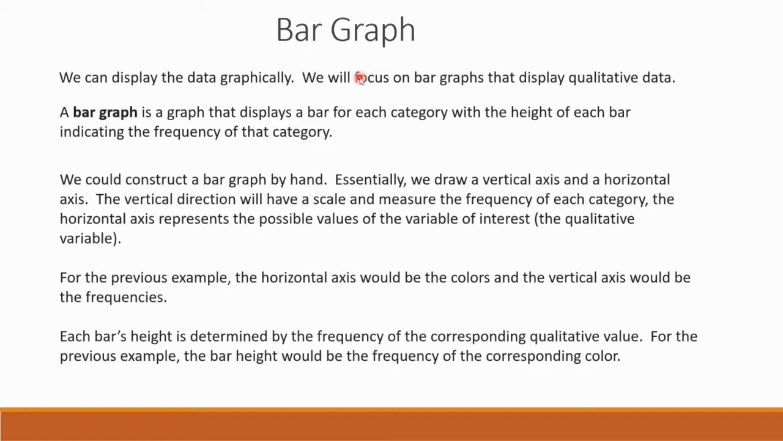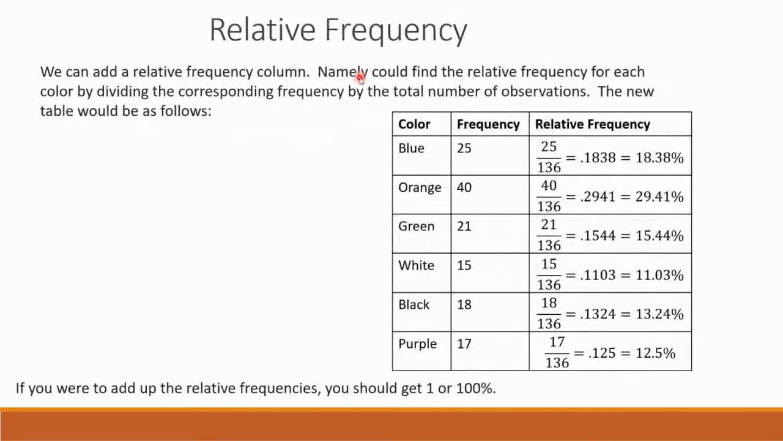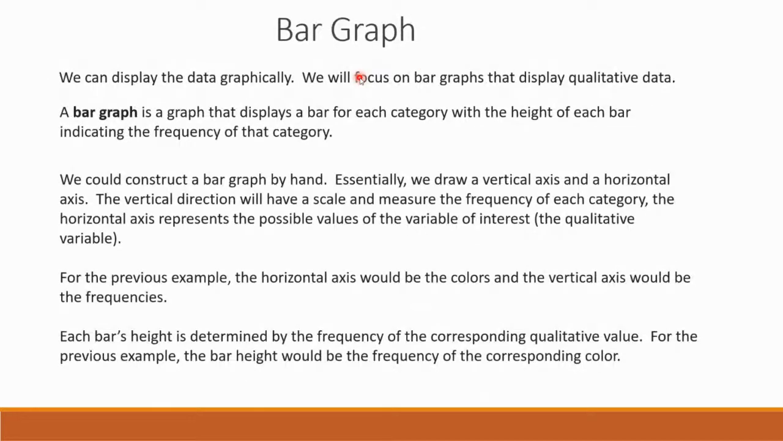You have a horizontal and vertical axis. On the horizontal axis, you would have the different categories, or different values of the variable. For instance, with favorite color, you would have blue, orange, green, white and so on. On the vertical axis, you would have numbers for measuring the frequency. Then for each category, you would draw a bar whose height gives you the frequency.